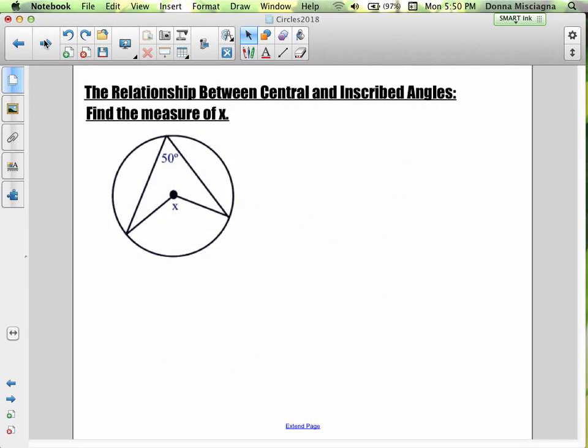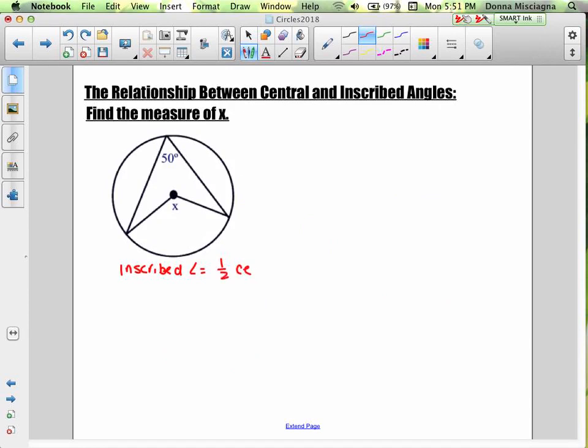All right, so we want to find the measure of x. So x is an inscribed angle, and we know the inscribed angle equals half the central angle. And this is the formula we'd want to use because we're solving for the inscribed angle. We want that one isolated. So that means x is equal to half of 50, or 25 degrees.